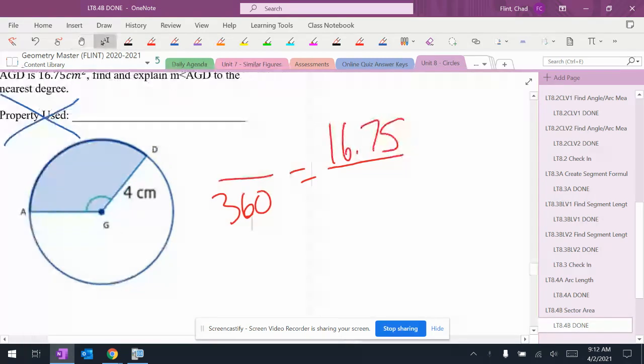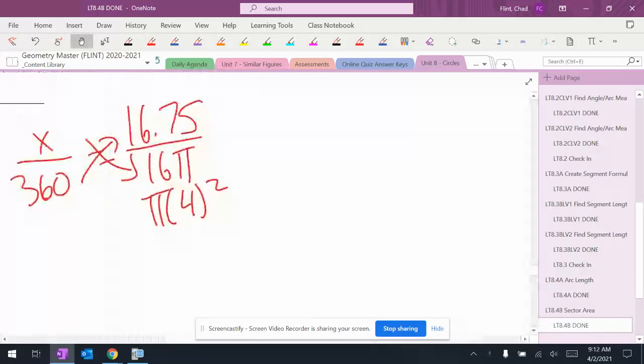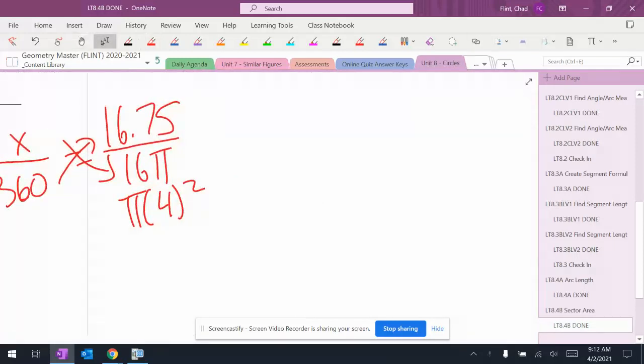So I know those two things, and I can always figure out the area as long as it gives me the radius, which it does. So it's pi times 4 squared, which is 16 pi. All right, so it gives me 16 pi there. So what I'm doing is I'm just going to cross multiply here, and I'm solving for the angle, or the arc. They're the same thing because it's a central angle, instead of what I'm usually doing, which is solving for the area of the sector.